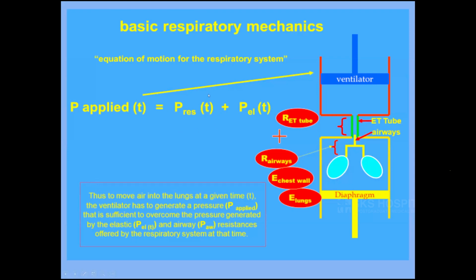That would be contributed towards the PRES, that is over a fixed time. And then PEL would be the pressure to overcome the elastic force. So the elastic force of the chest wall and the lungs would be overcome by that pressure. So it is a total of the pressure to overcome the resistance of the airways and the pressure to overcome the elastic force of the lungs and the chest wall. That would be the equation of motion for the respiratory system that the ventilator has to overcome to deliver a breath.